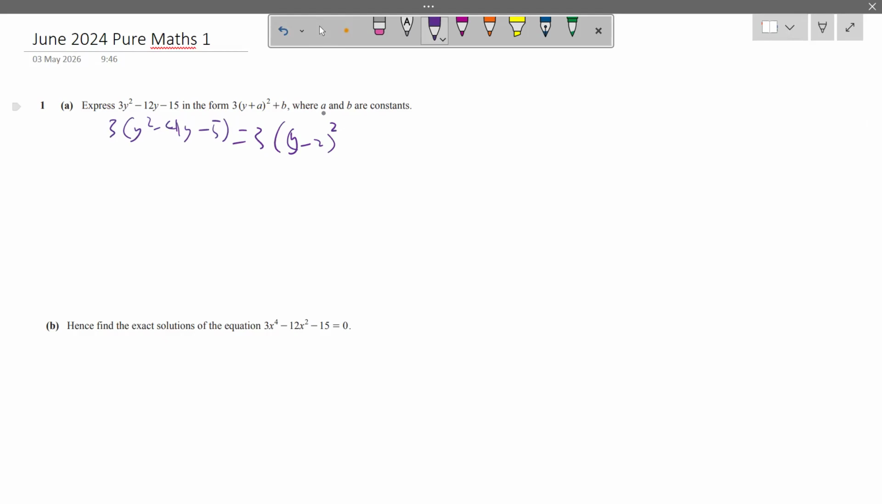And now, if you were to expand this square, you would have a plus 4 at the end. But there's no plus 4 here. So you have to put a negative 4 and then negative 5. So this is 3 times y minus 2 squared minus 9. And this is 3 times y minus 2 squared minus 27. So this is the intended expression.